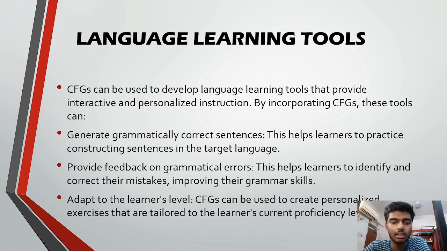Adapt to the learner's level. CFGs can be used to create personalized exercises that are tailored to the learner's current proficiency level. So basically, language tools help to identify what further can be done once the speech has been recognized. This again helps in correcting the grammar of the sentences and provides feedback on whatever the user is asking. For example, if I ask Alexa how is the day, Alexa will reply that the day is rainy or the day was sunny. All these sorts of things will be handled by language learning tools.